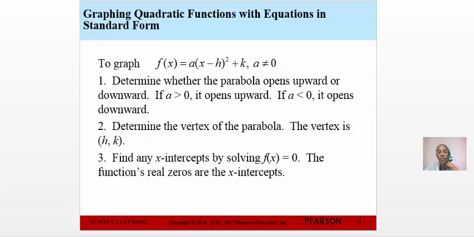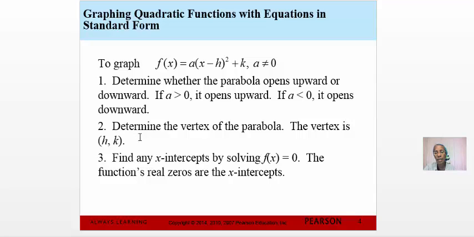To graph f of x equals a times the square of (x minus h) plus k, a not equal to 0, we want to do the following steps. Determine whether the parabola opens upward or downward. Remember, if a is greater than 0, that is, if it's positive, it opens upward. If a is less than 0, the parabola opens downward. Determine the vertex, and remember the coordinates of the vertex are (h, k).